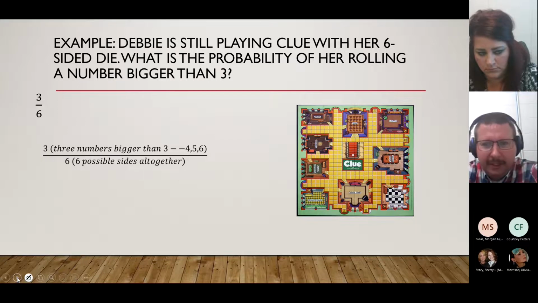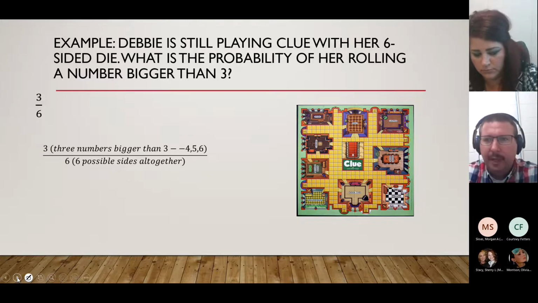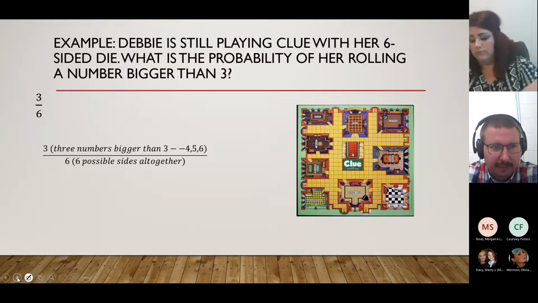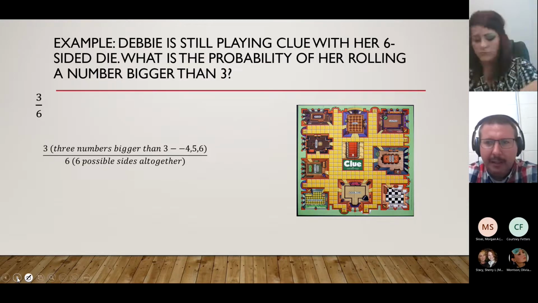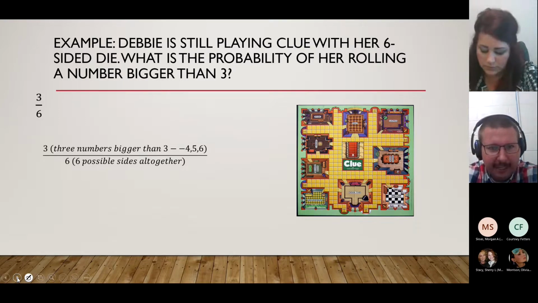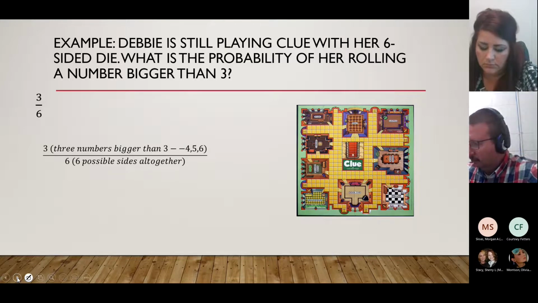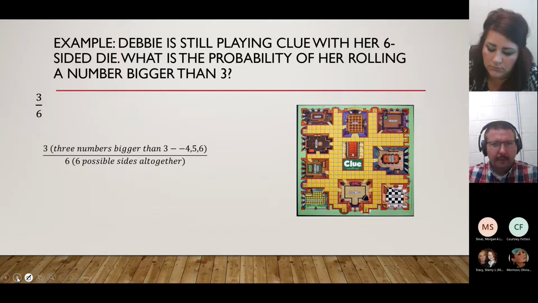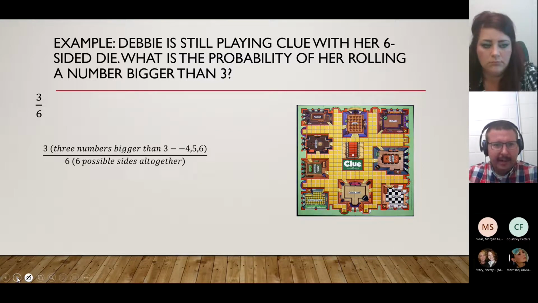Because the desired outcomes are the numbers bigger than 3. Well, there's 4, there's 5, and there's 6. So there's your 3 possibles. Out of how many altogether? There's 6 altogether. So 3 out of 6. And you type that into your calculator, 3 out of 6. Use your 2nd button and see what you get. And when someone gets the answer, tell me what you all get.